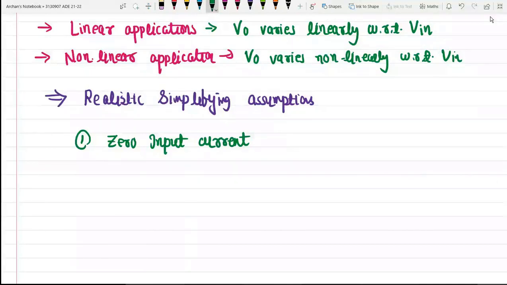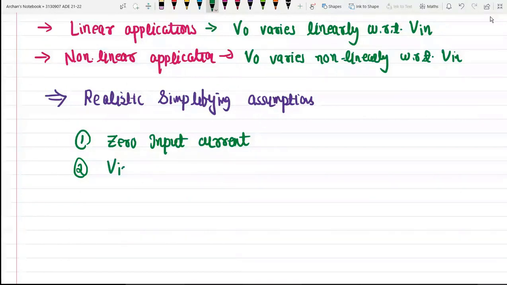The current drawn by either of the input terminals, whether it is the non-inverting terminal or inverting terminal, is equal to 0. In practice, the current drawn by the input terminal is very small, as we have seen already. It is of the order of microamperes or even nanoamperes. So this assumption of zero input current is realistic, and we will always assume that we have zero input current. And second is the concept of virtual ground.